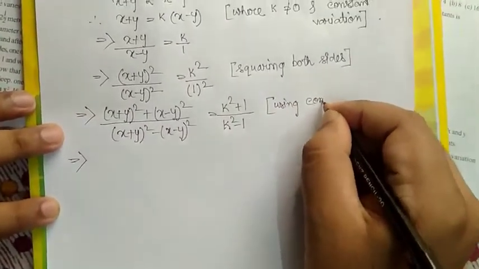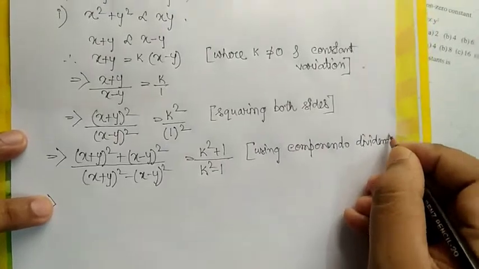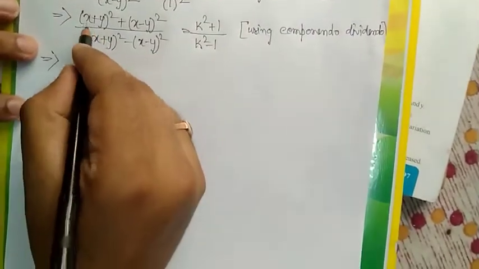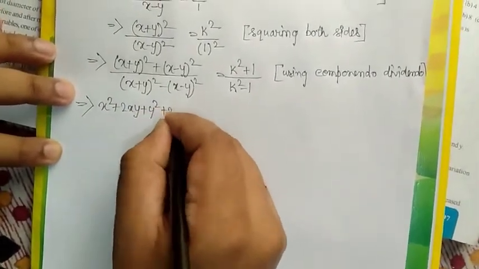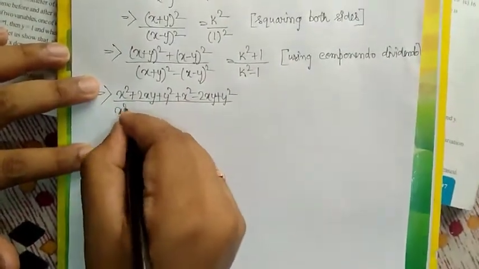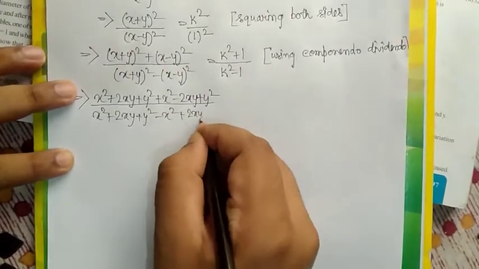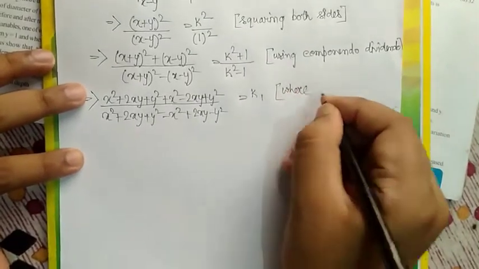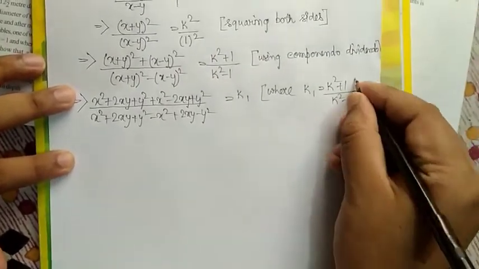Using componendo dividendo. So now if we open this bracket, therefore we get x square plus 2xy plus y square plus x square minus 2xy plus y square by x square plus 2xy plus y square minus x square plus 2xy minus y square equal to k1, where k1 equal to k square plus 1 by k square minus 1.